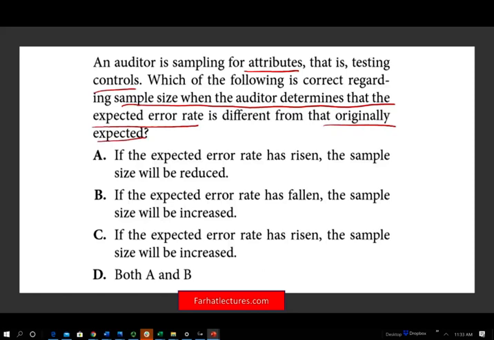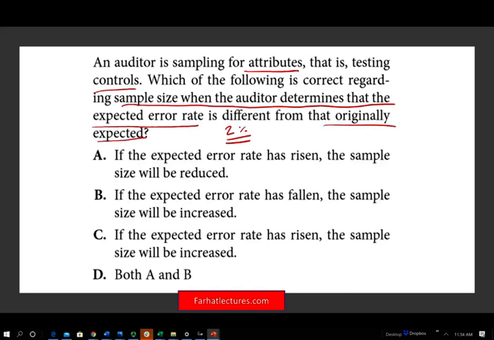So when we sample for attributes, what is sampling for attributes? For example, we want to make sure that all the checks are signed by an authorized person. If all the checks are signed by an authorized person, it means the internal control is good. All we're looking for is attributes. Are they signed by the authorized person, yes or no? Attribute. So before we start to check the checks, whether the person that signed them is properly authorized, we set an expected error rate. We think, for example, there's a chance that 2% are not signed. We expect that 2% of the checks are not signed.